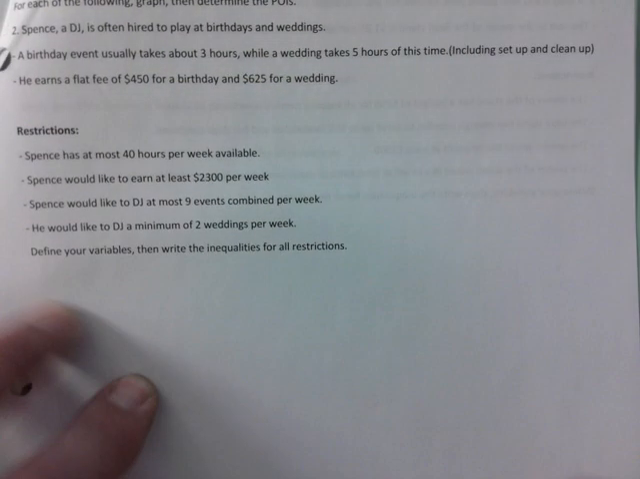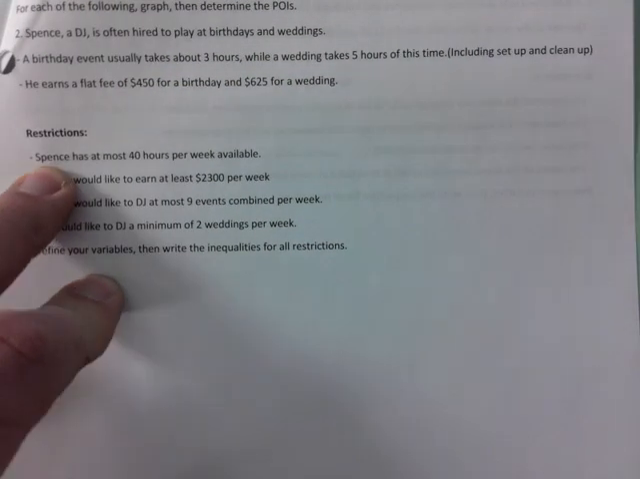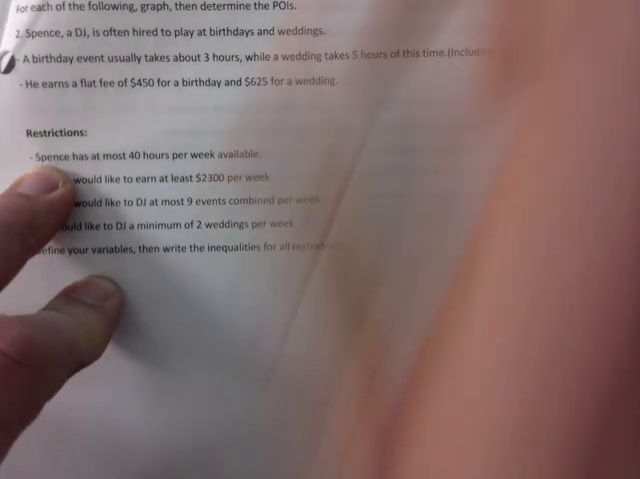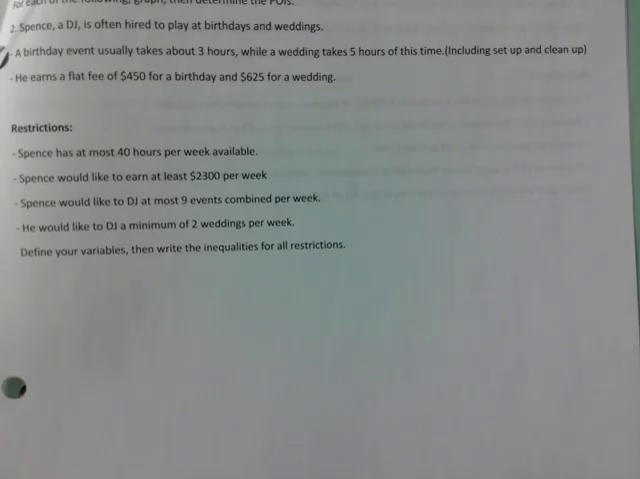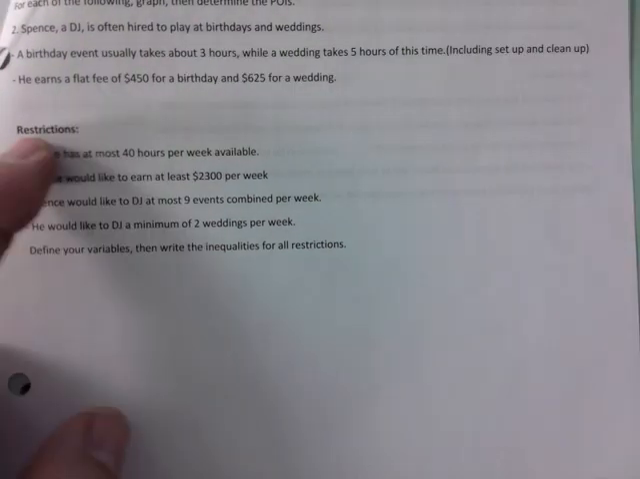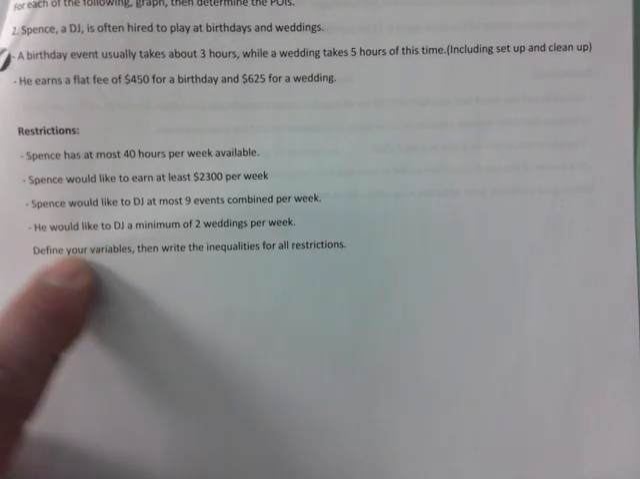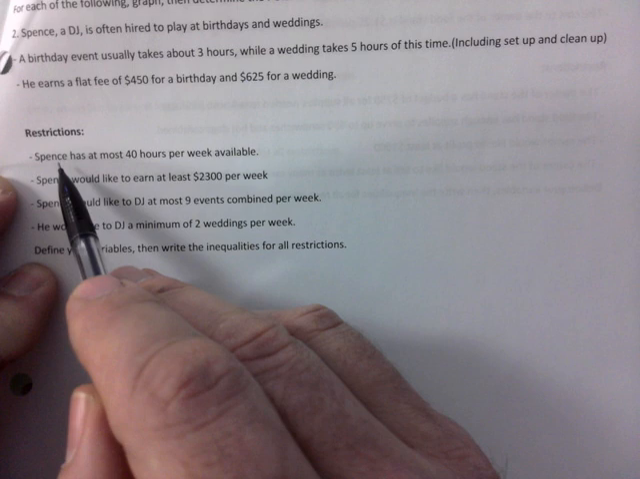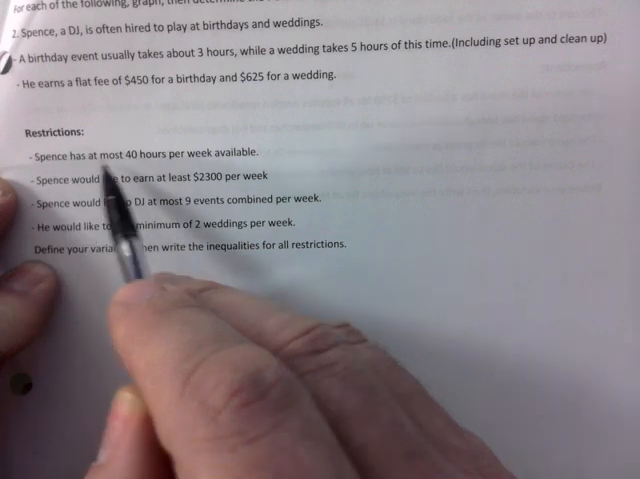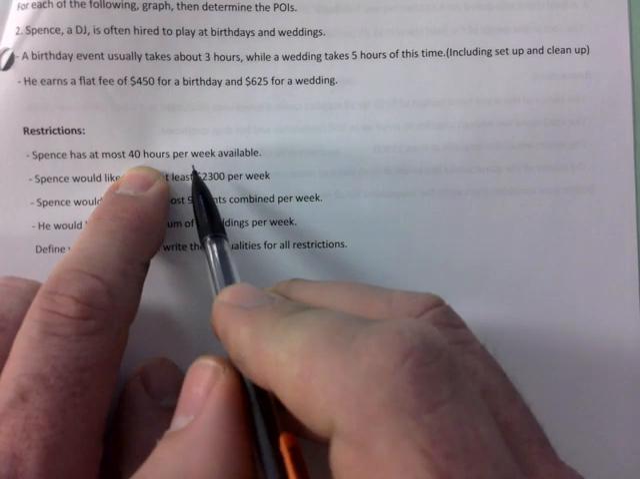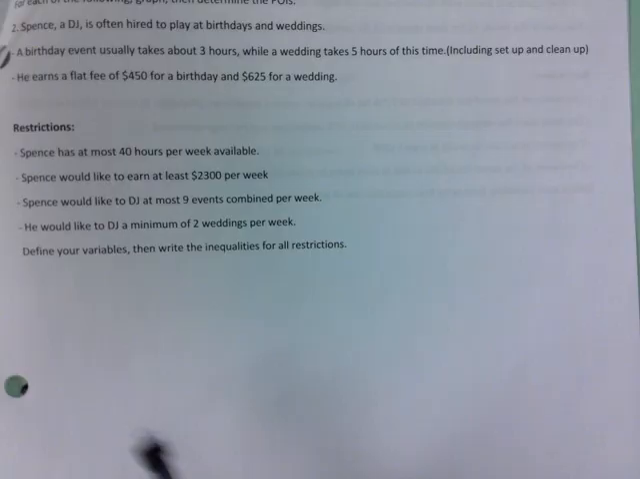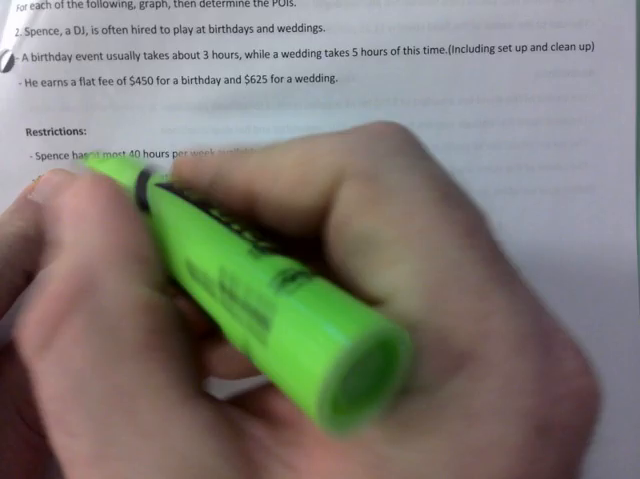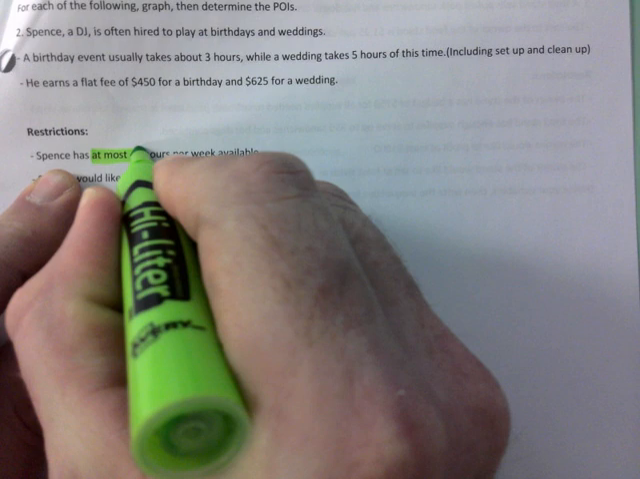Here come the restrictions, right? And I will try to do this. I think that these aren't the easiest ones to do. So I will try to say, hey, restrictions, here they are, as much as I can. Some of them won't, right? But Spence has at most 40 hours per week available right there. The at most should have indicated that, but I'm going to do at most 40 hours per week available.